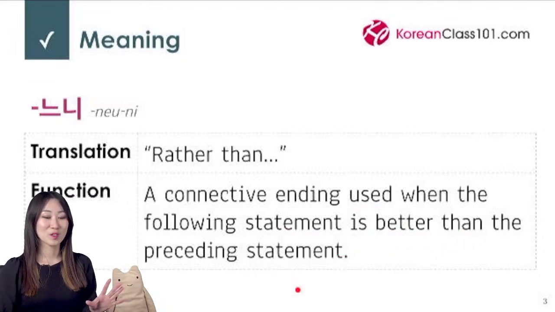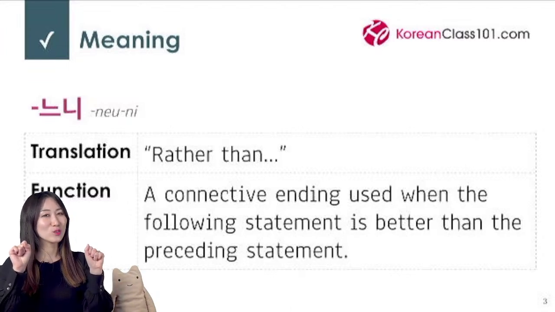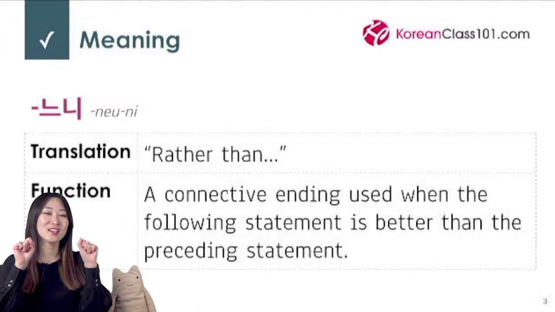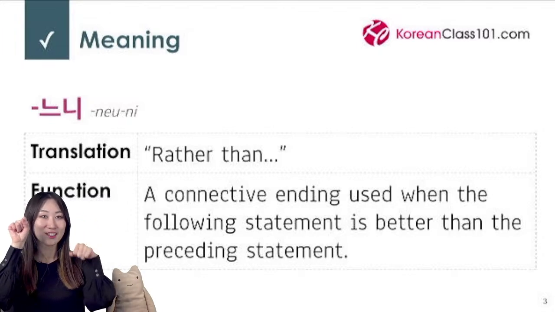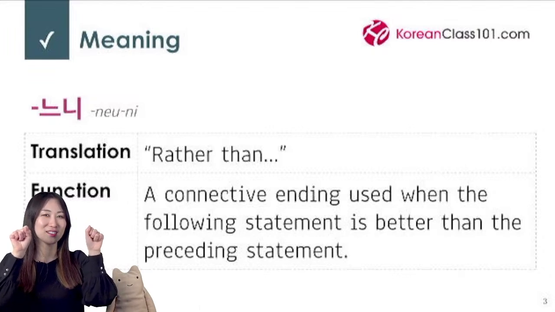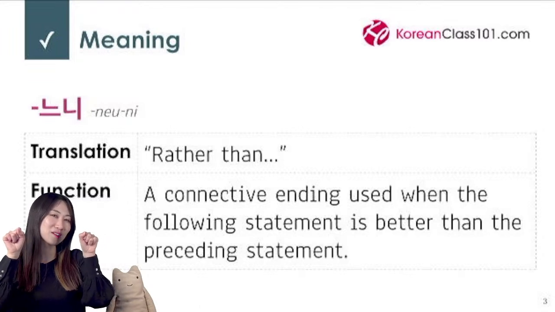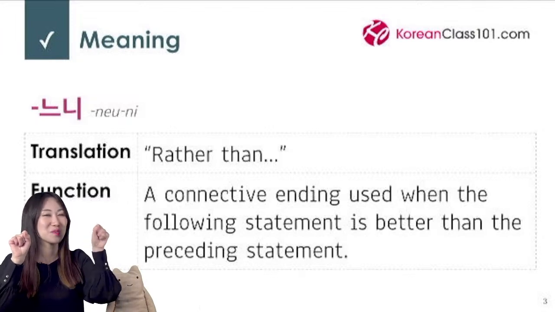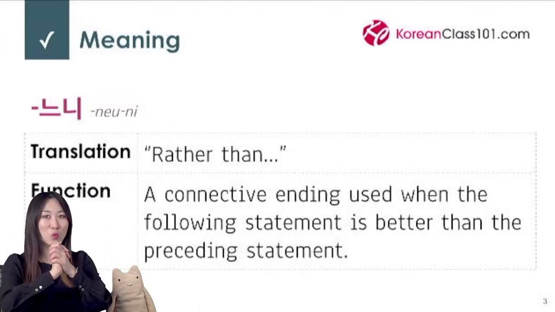It's a connective ending used when the following statement is better than the preceding statement. So for example, you have two options. Actually, you are not very happy about the two options, but you are saying this. This is option A, option B. So rather than option A, I'd rather do option B. Or rather than option A, I would do option B. So there are two options. You are like, I don't like either of them, but I would rather do option B. I'll show you more examples, so don't worry, this is not hard.